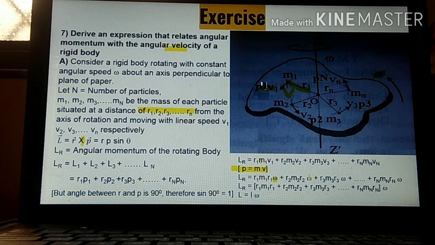But you will see that omega is constant in each and every term, because this object is moving with constant angular velocity. As they are moving with constant angular velocity, omega will not be changing. So R1 M1 R1 omega, everything will be written in this manner. But you will see that omega is common, so we can take it out. Inside the bracket, we will get R1 M1 R1 plus R2 M2 R2 plus R3 M3 R3 plus up to Rn Mn Rn, and omega outside the bracket. This whole term denotes the moment of inertia. So L is equal to I omega. This is what we wanted to prove.